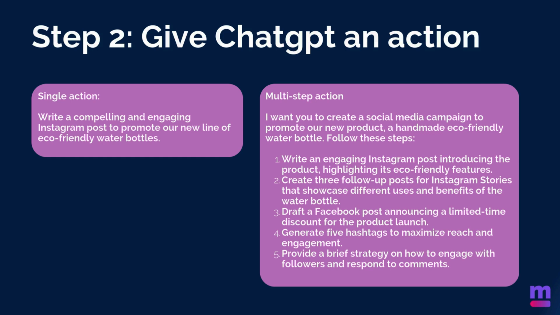Then you might give a multi-step action. So I want to create a social media campaign. So instead of creating a post, you're creating an entire campaign. This is more complicated. To promote our new product, a handmade eco-friendly water bottle. Follow these steps. And then you give a number of steps that you want it to follow to give a more detailed, complex answer.